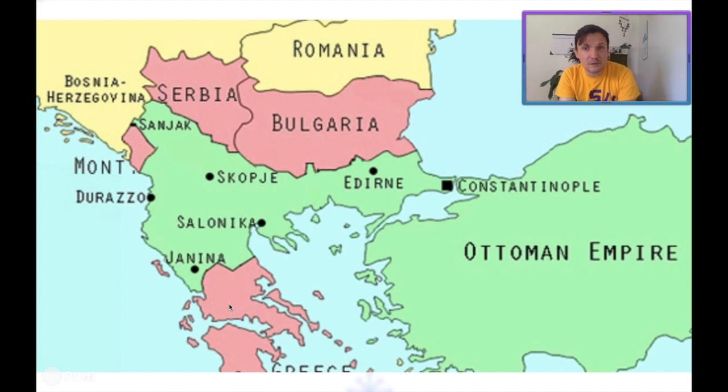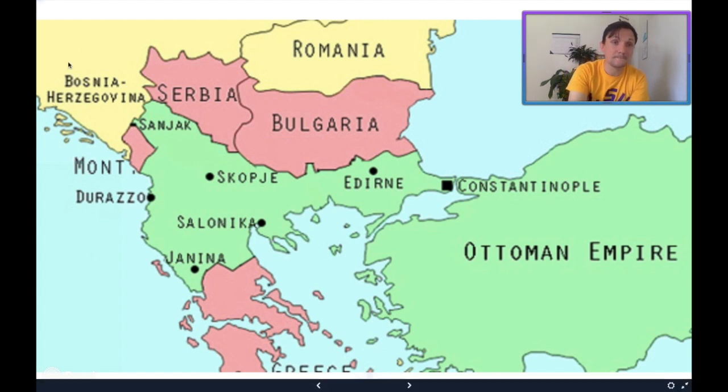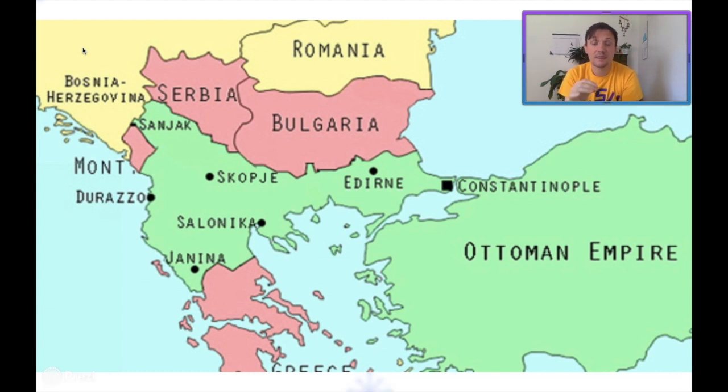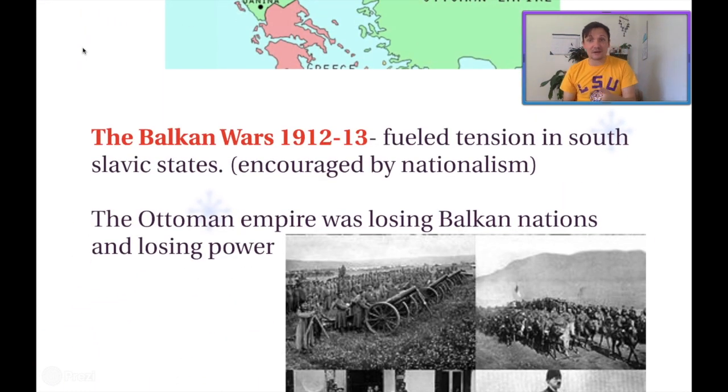So after some of these early engagements, Austria gobbles up this place, Bosnia. So Austria still controls the country of Bosnia. But leading up to World War I, again, let's stop pretending like all of a sudden from 1815 to 1914 there were periods of peace. That's not necessarily true, because the Balkan Wars were evident of that. From 1912 to 1913, the Balkan Wars were fueled by this tension in South Slavic states, okay?